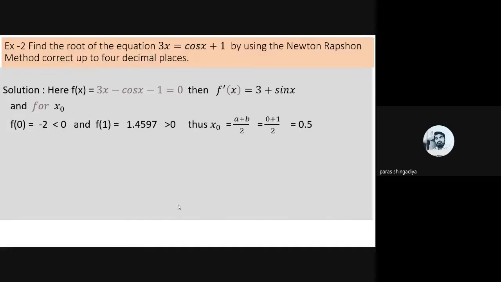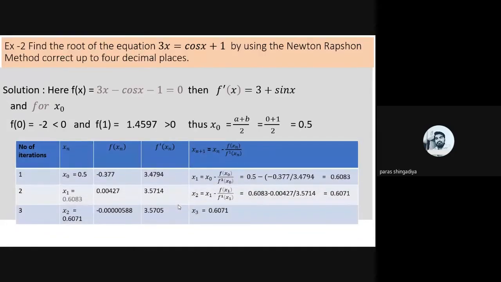Okay, we can also consider this tabulated form to define the answer. So let us check this second example. 3x is equal to cos x plus 1. This is the function we have, and we'll solve it by using the Newton-Raphson method, correct up to 4 decimal places. So what is the meaning of this line? Correct up to 4 decimal places means the iteration is not mentioned, so we won't check only 5 iterations, 7 iterations and so on. We'll check the answer correct up to 4 decimal places, meaning the two nearest iterations should be correct up to the 4th decimal place. After the decimal, the 4 digits should be correct.